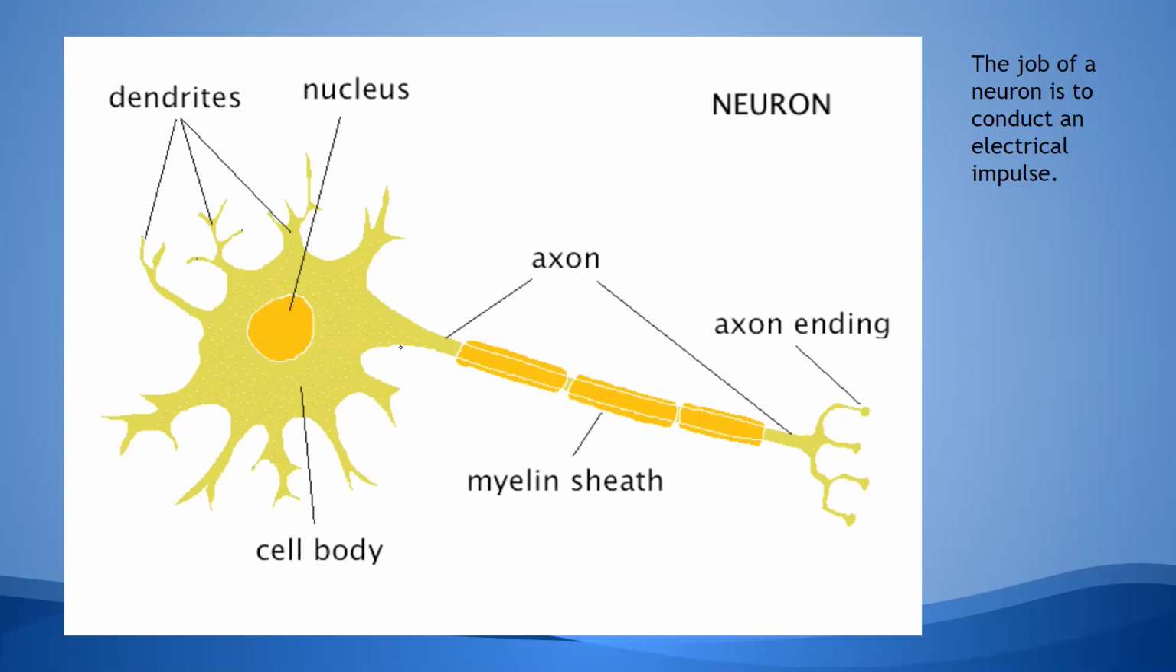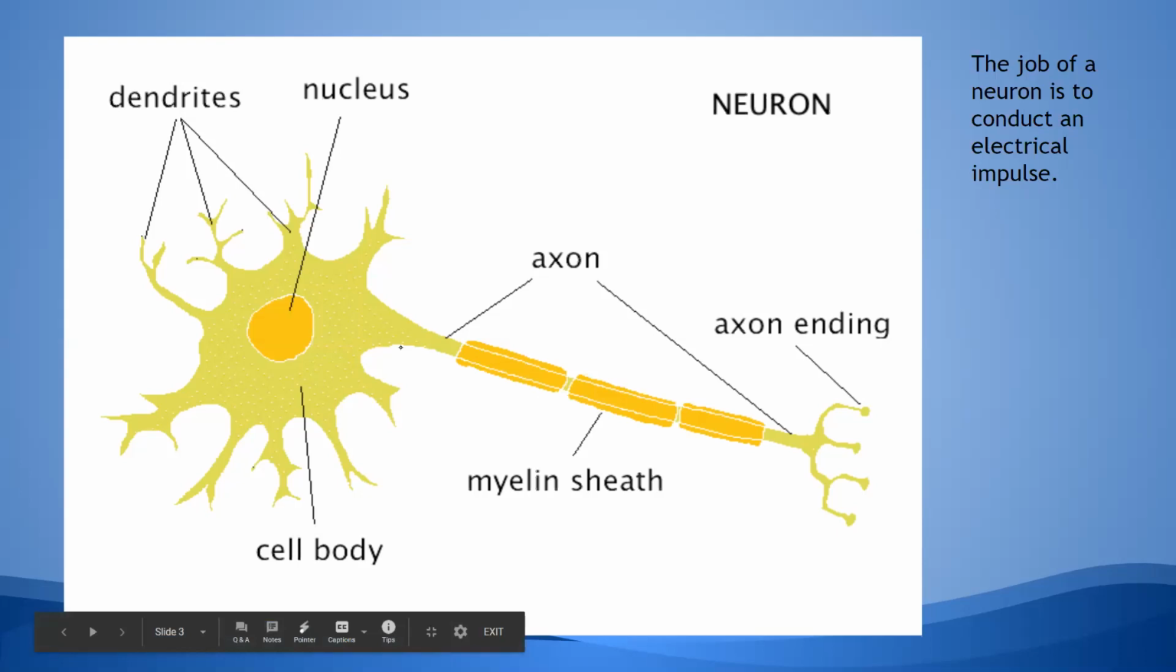So technically the neuron is one cell, and the myelin sheaths are actually, in this picture, three cells that are wrapped around the axon of a neuron. So that leaves us to this very end part here. This ending is called the axon ending.